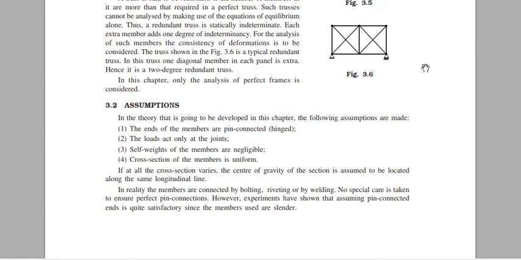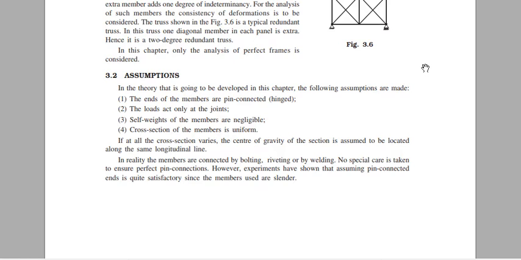The following assumptions are made. 1. The ends of the members are pin-connected, hinged. 2. The loads act only at the joints. 3. Self-weights of the members are negligible. 4. Cross-section of the members is uniform. If at all the cross-section varies, the center of gravity of the section is assumed to be located along the same longitudinal line.